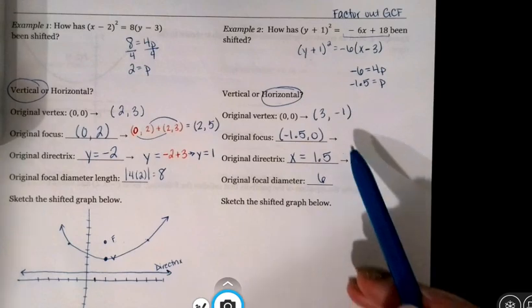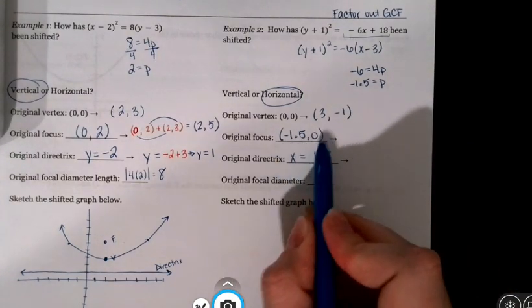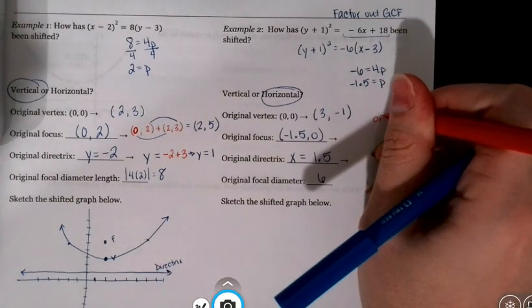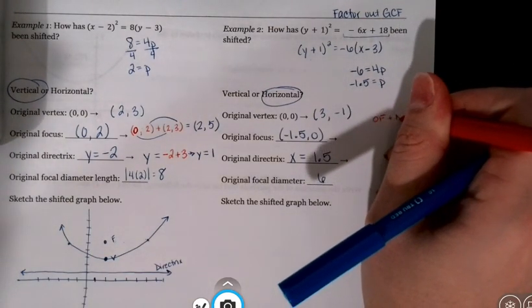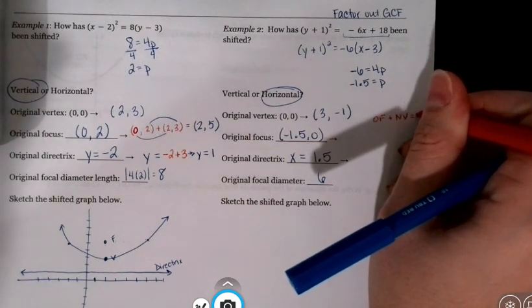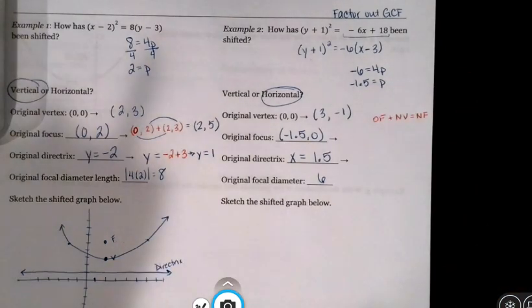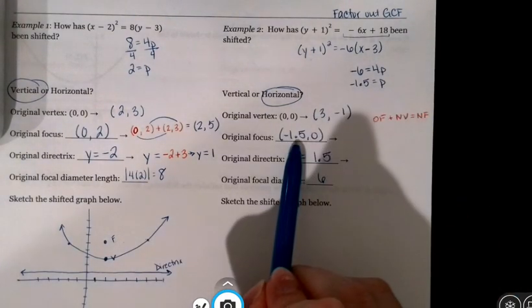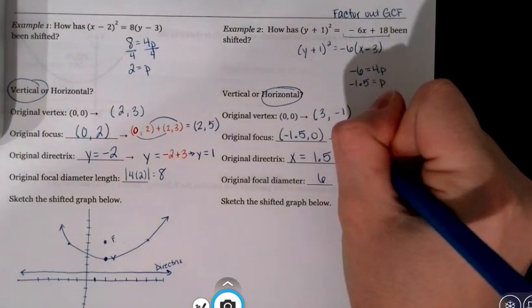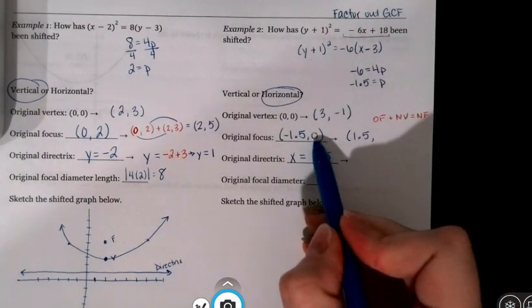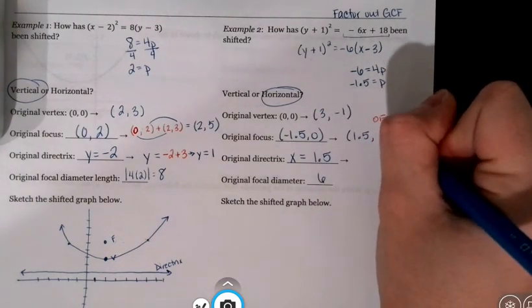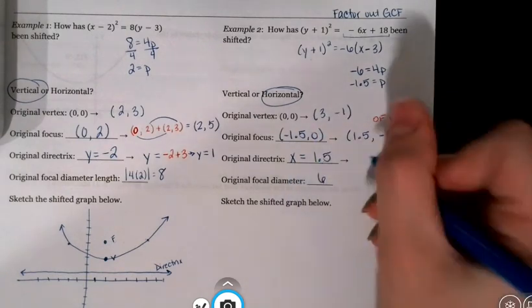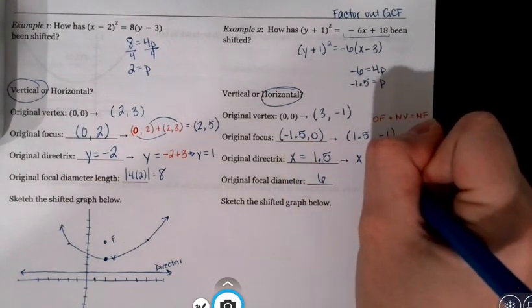To find my new focus, I'm going to take my original focus and add my new vertex to it. So I'm going to do original focus plus new vertex equals the new focus. So I'm going to add my x's. Negative 1.5 plus 3 is going to be a positive 1.5. 0 plus negative 1 is negative 1. For my directrix, since it's the x value, I only add the x value to it. 1.5 plus 3 is 4.5.